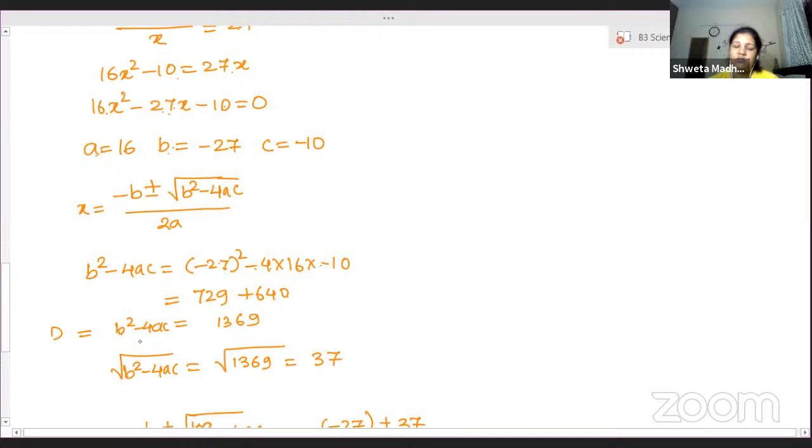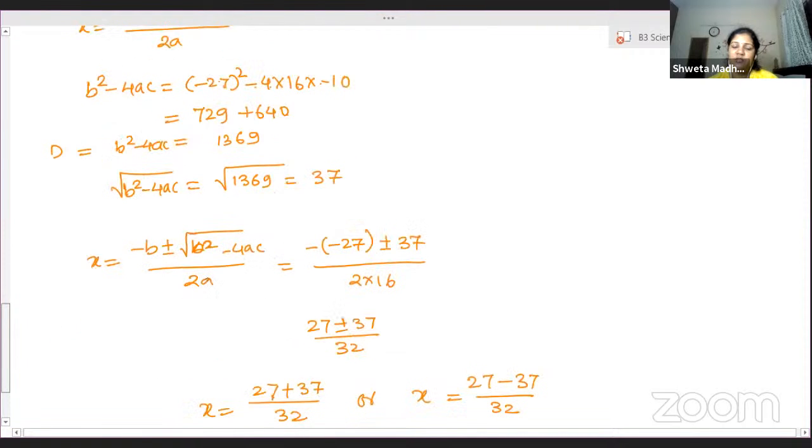Now we need the square root, so we'll calculate that square root outside only. The square root of 1369 is 37. And then substitute all the values in the formula. So minus b, that is minus of minus 27 plus minus 37 by 2 into 16. Now for one value of x, we have to use plus sign, and for the other value of x, we have to use minus sign. Simplify, you will get the two values of x. Okay, thank you, ma'am. So everyone, write it down.